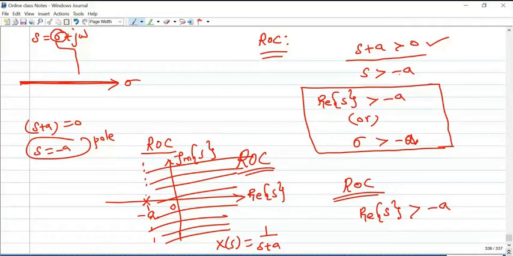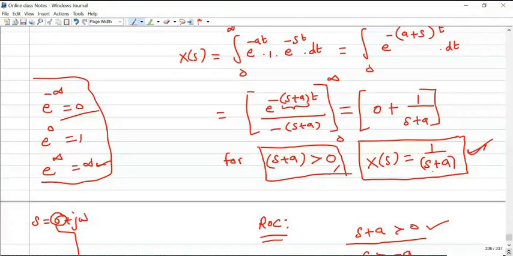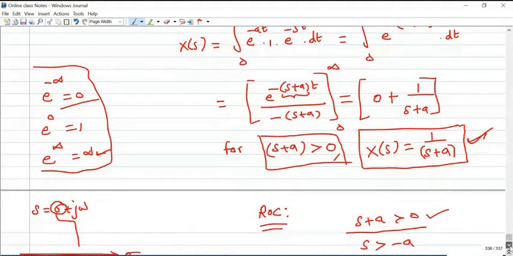So the real part of s: s plus a greater than 0, or we can write s goes on the right side of minus a. s is greater than minus a. The real part of s is greater than minus a. What is the real part of s? The real part of s is nothing but sigma. Sigma is greater than minus a. So 1 divided by s plus a. See, there is only one pole available, that is s plus a equal to 0, s equal to minus a.